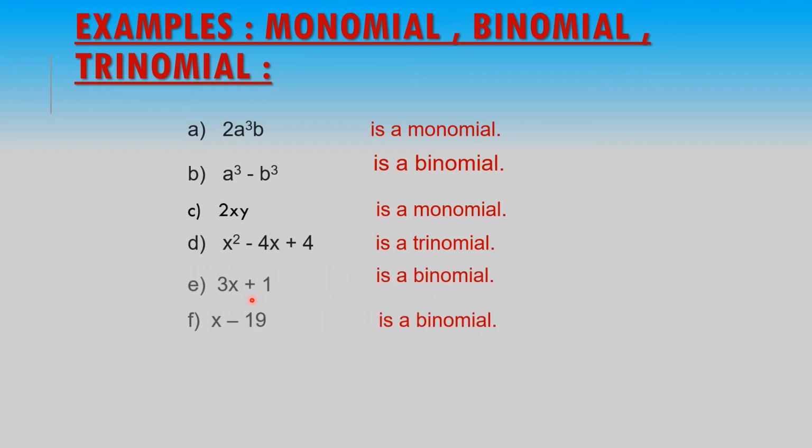Next example, 3x plus 1. Two terms, it is a binomial. x minus 19. x is the first term, minus 19 is the second term. So it is a binomial. 7x cube plus 3x square plus 8. Here we have three terms, so it is a trinomial. 3x. Here we have one single term, so it is a monomial.